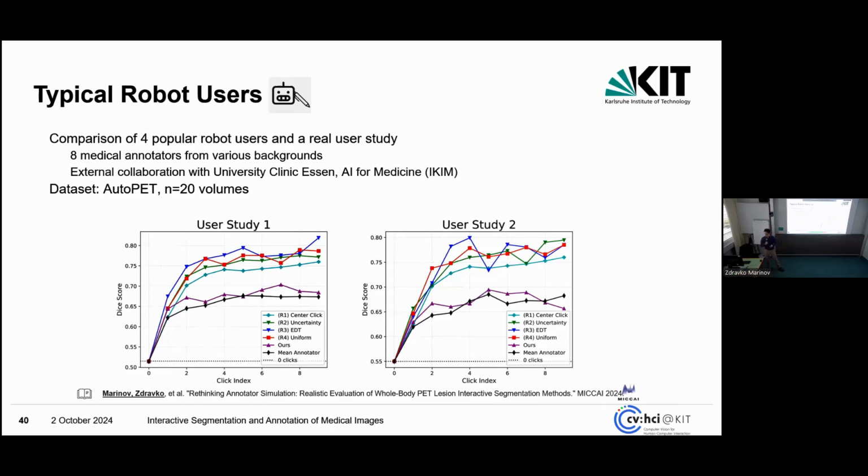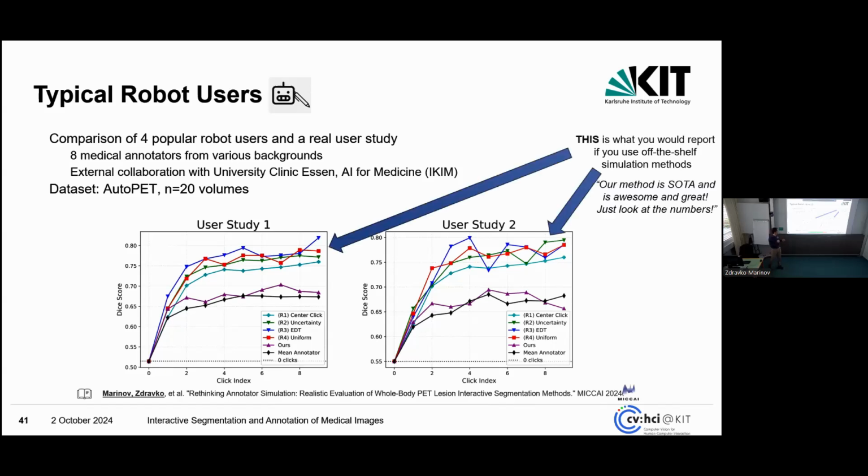What you see here is a very evident gap between the lines on top and the lines on the bottom. The colorful lines, the 4 colors there, are what you would report with your off-the-shelf interactive segmentation model. Let's say you train something on autoPET and then report with a robot user. Then you see these really nice numbers, you publish a paper and say, our method is state of the art, it's so great, just look at the numbers.